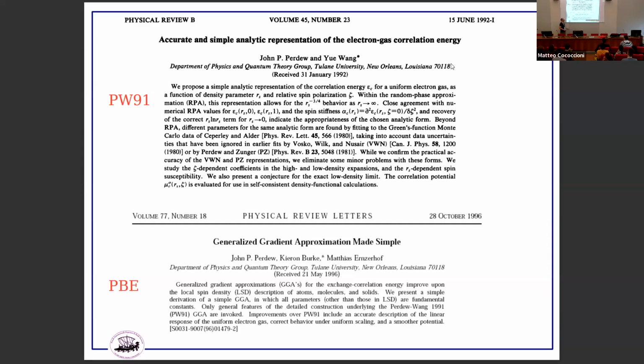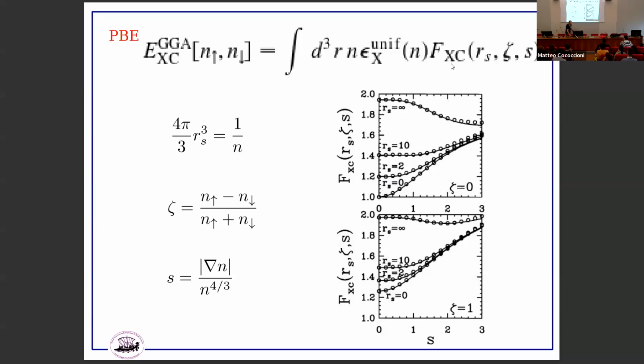And so people introduced the first few of the hundreds of gradient-corrected functionals that have been introduced in the last decades. What you basically write is that the exchange-correlation energy is an object that is typically also decomposed into spin up and spin down contributions, in which you have a uniform, LDA-like term that multiplies an enhancement factor. And this enhancement factor is parameterized in different ways.